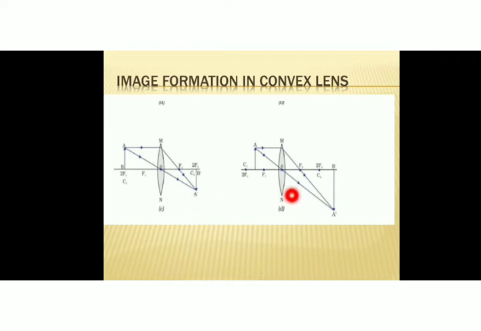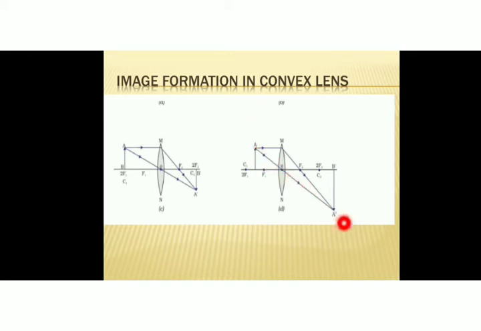Now consider this position. Here the object is situated between 2f1 and f1. So whenever the object is situated between 2f1 and f1, where will the image be formed? Let's see. Consider two rays. One is the parallel ray, another ray passes through the optic center. The parallel ray after refraction passes through the focus. Then the ray passing through the optic center goes without any deviation.